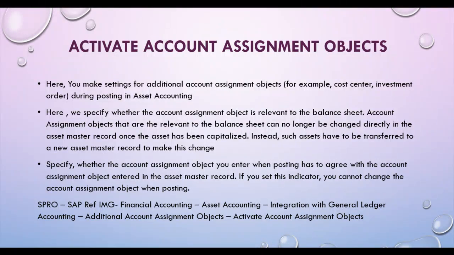Account assignment objects that are relevant to the balance sheet can no longer be changed directly in the asset master record once the asset has been capitalized. Instead, such assets have to be transferred to a new asset master record to make this change. Here you specify whether the account assignment object you enter when posting has to agree with the account assignment object entered in the asset master record. If you set this indicator, you cannot change the account assignment object when posting.